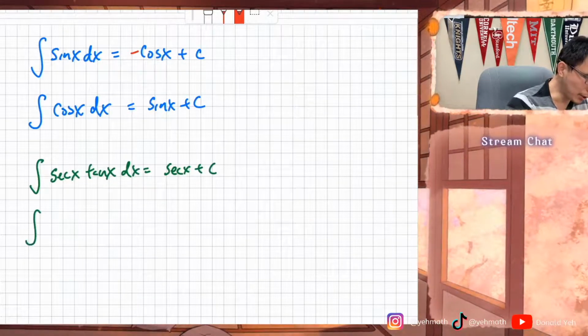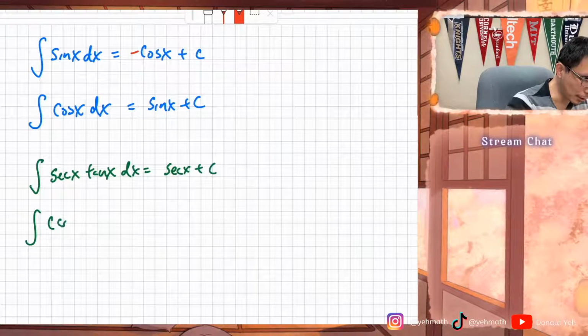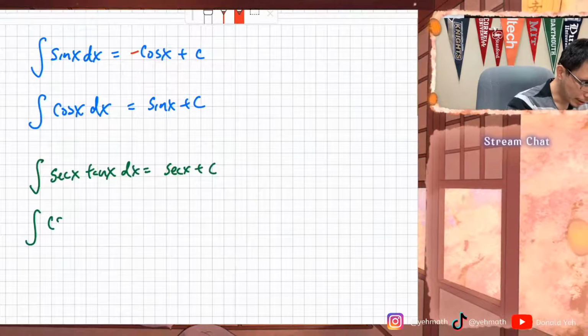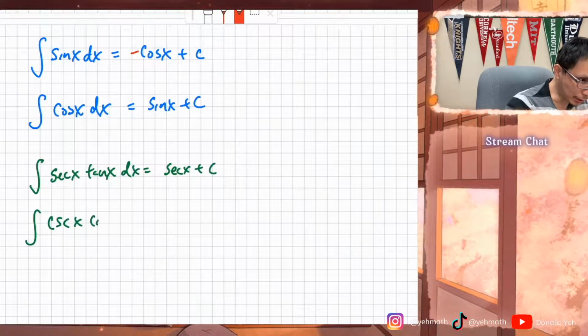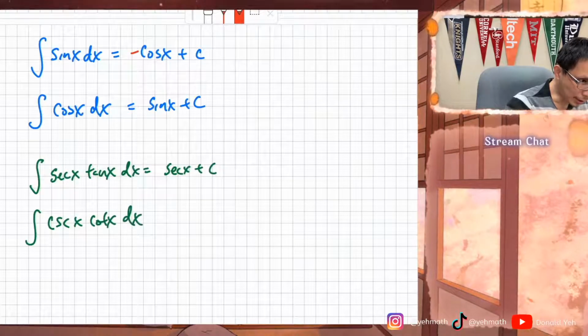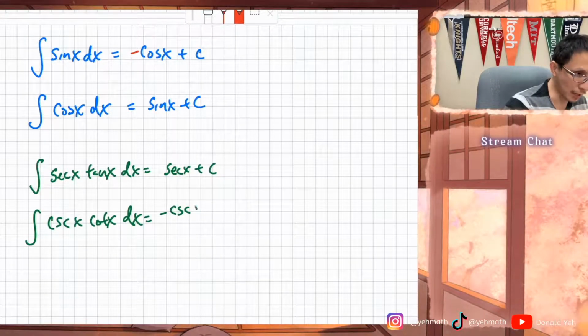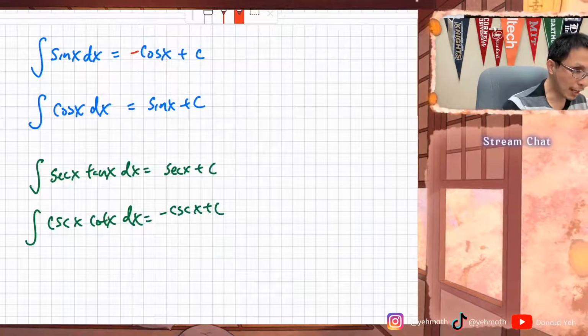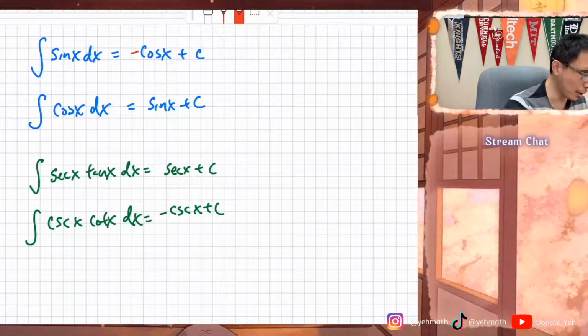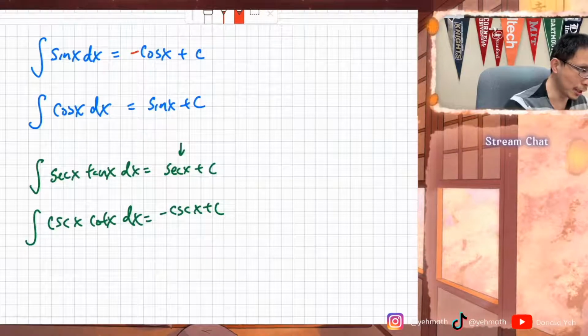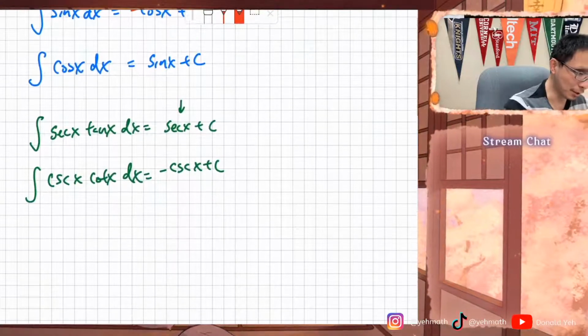And according to the same association, the integration of cosecant of x times cotangent of x dx is equal to what? Negative cosecant of x plus c. So now that's due to association as well. So I know this one, I know the other one, I know the next one. So it's very, very easy.